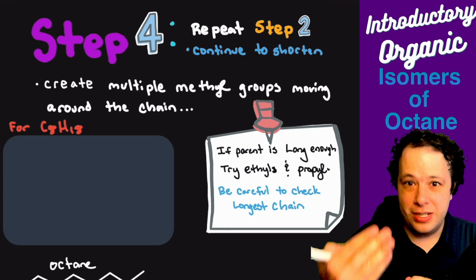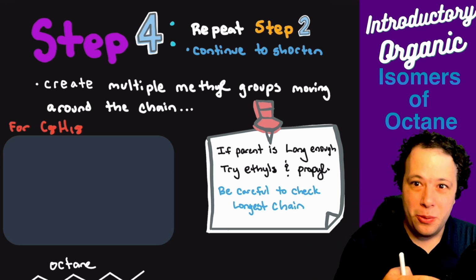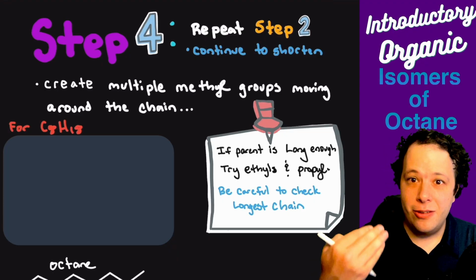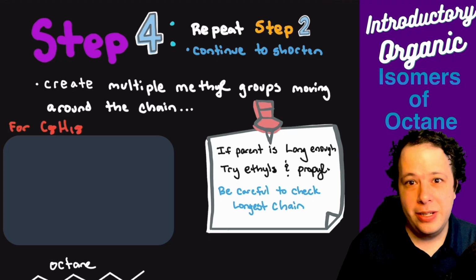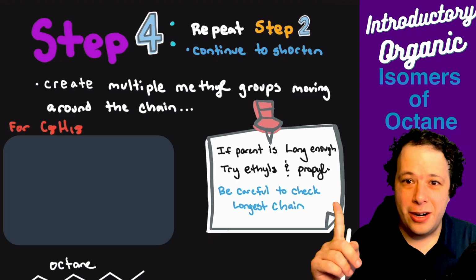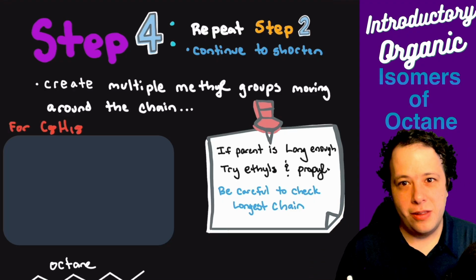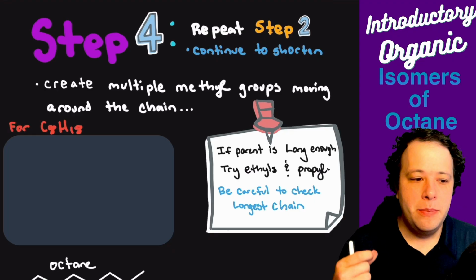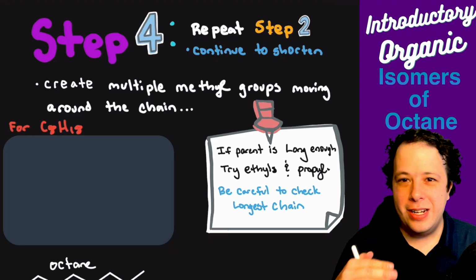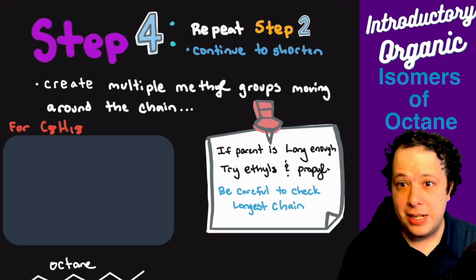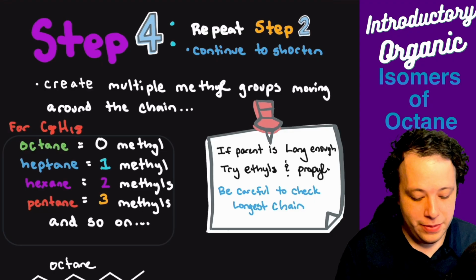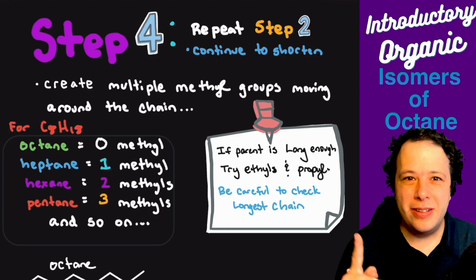As you make the chain shorter, you're going to have 2 methyl groups moving around when you have just a 6-carbon chain. And if you go lower to 5, you'll have 3 methyl groups moving around. You might be able to try ethyls and propyls as a possibility, but you have to be careful that you keep naming and looking for the longest chain, because ethyls are possible with octane, but propyls will not be. You need at least 9 carbons for that to be a possibility for one of the isomers. So usually you have to have a very, very large molecule.